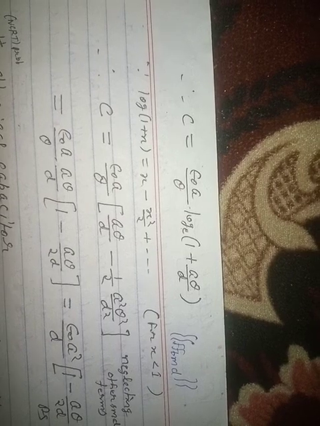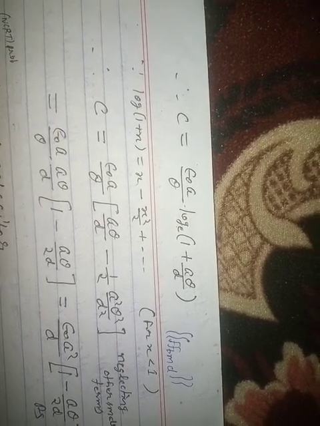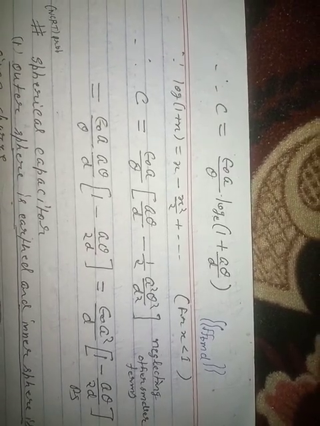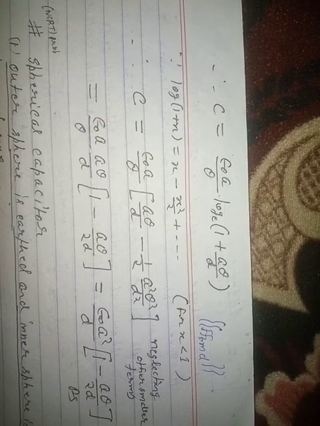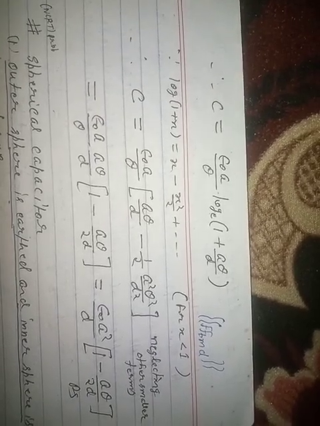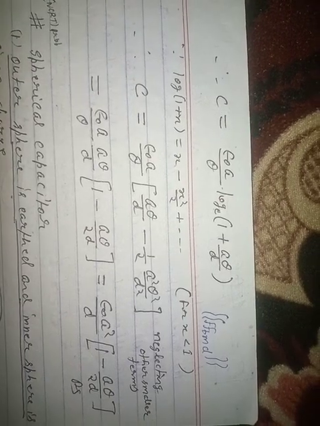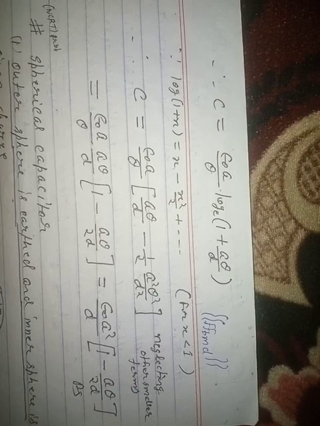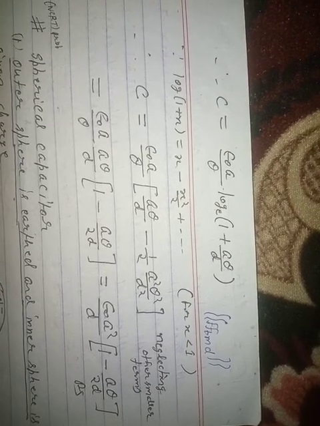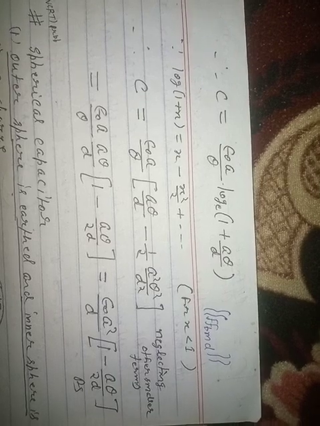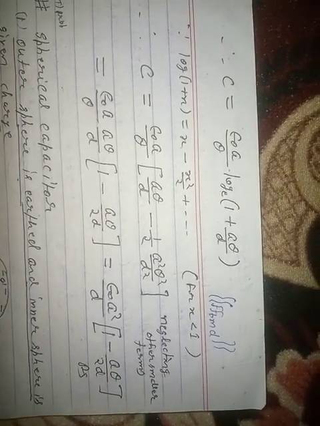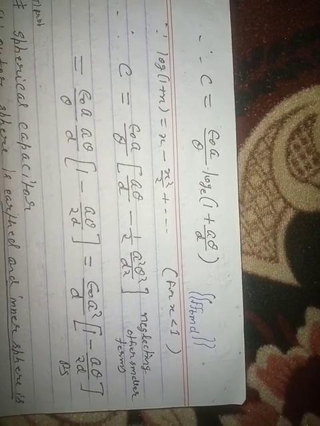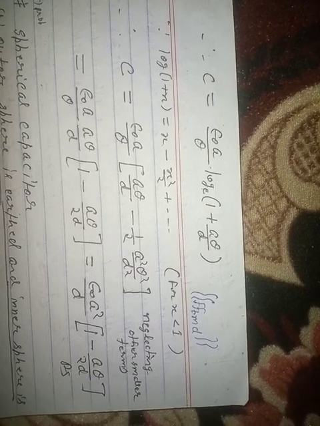Since log 1 plus x equals x minus x square by 2 plus and so on, for x very less than 1, hence C equals epsilon naught A by theta bracket A theta by d minus 1 by 2 A square theta square by d square, neglecting other smaller terms. Hence C equals epsilon naught A by theta into A theta by d into bracket 1 minus A theta by 2d, equals epsilon naught A square by d into 1 minus A theta by 2d. Answer.